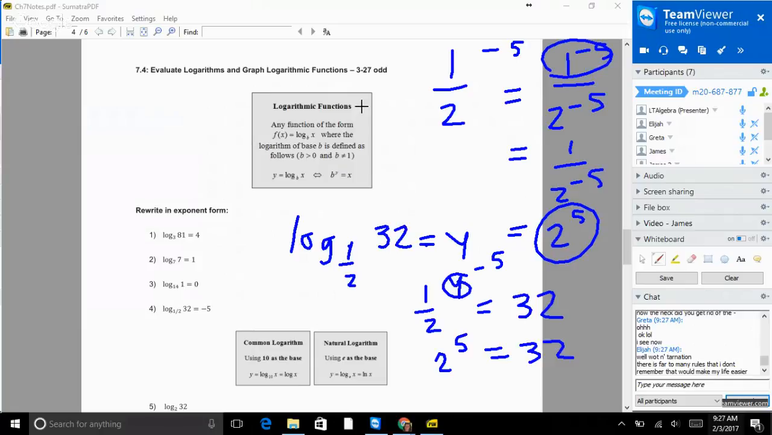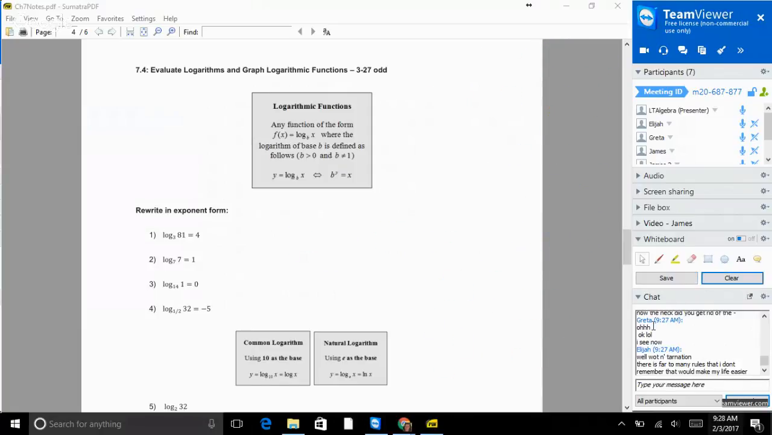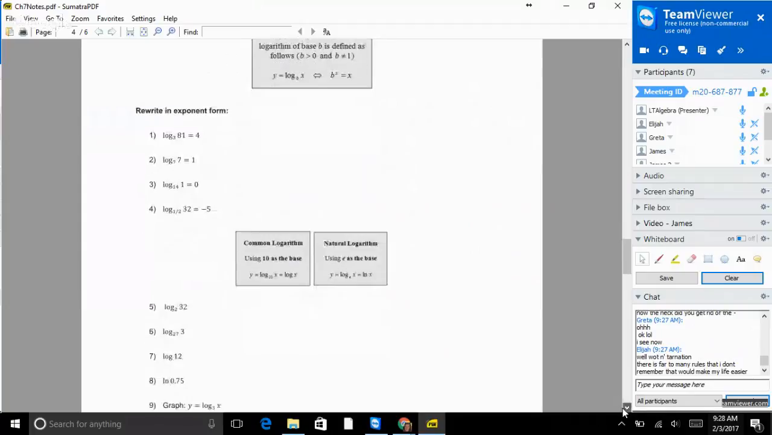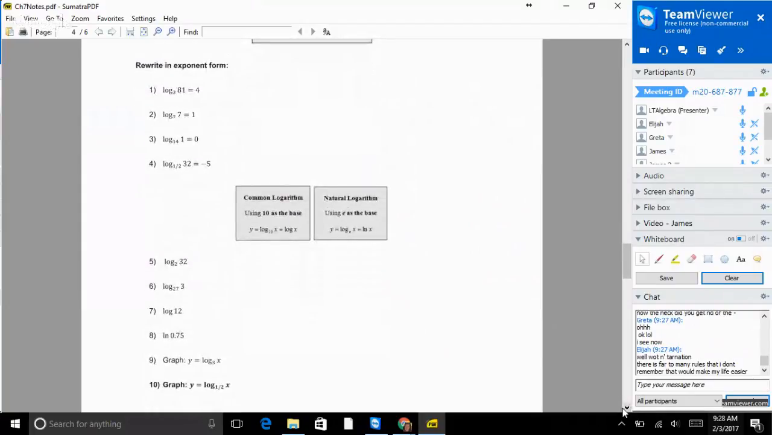There aren't too many rules. There are some special cases which James pointed out, and I also did kind of give you a sneak preview of on Monday. Okay, so these are special cases for the logarithmic function.